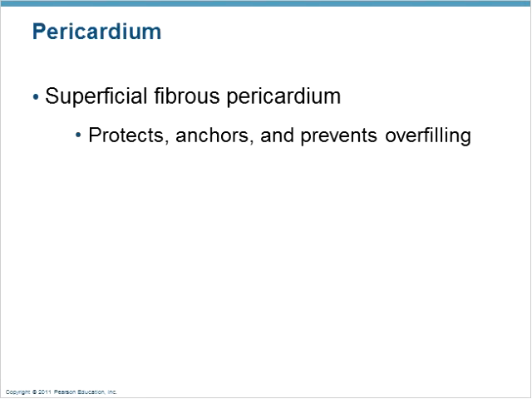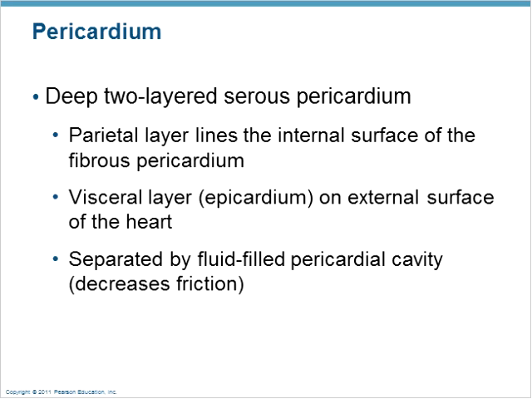The pericardium is a superficial fibrous layer that protects, anchors, and prevents overfilling of the heart proper. Pericardium is a two-layer serous membrane, and the parietal layer is the outside layer, and it lines the internal surface of that fibrous pericardium, or the mediastinum proper. The visceral pericardium, that's the pericardium that is intimately touching the heart proper, is also called the epicardium. And it sits on that external surface of the heart, and the parietal layer and the visceral epicardium layer are separated by a fluid-filled pericardial cavity, which helps to decrease friction of the heart pumping.